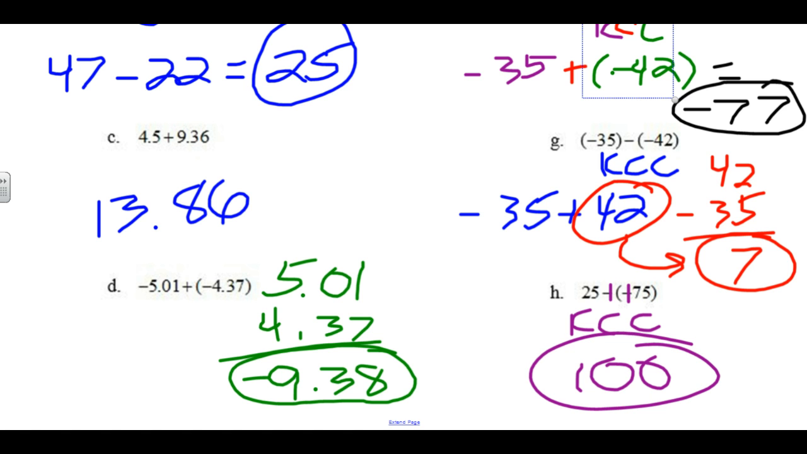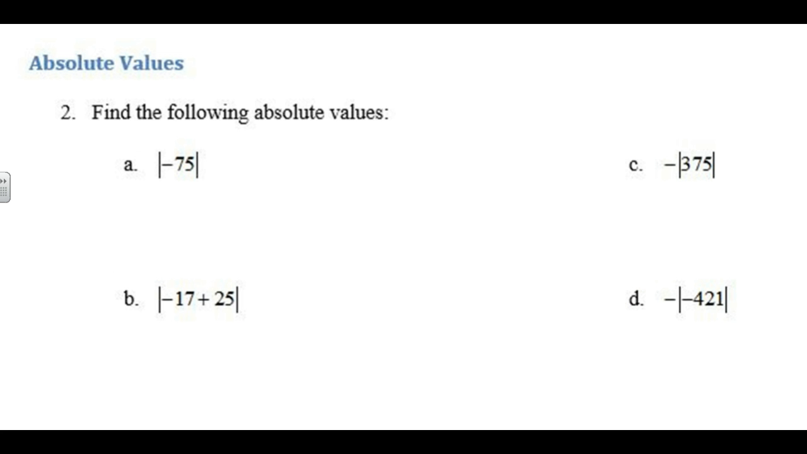Now let's move on to number 2. Those are questions about absolute value. Remember, if the negative sign is inside the absolute value, it is part of that. So letter A is the distance from negative 75 to 0 on a number line, which is just 75.